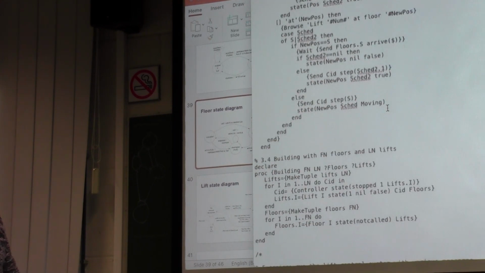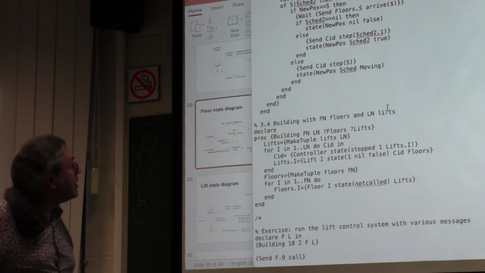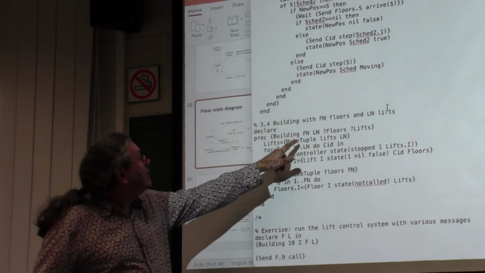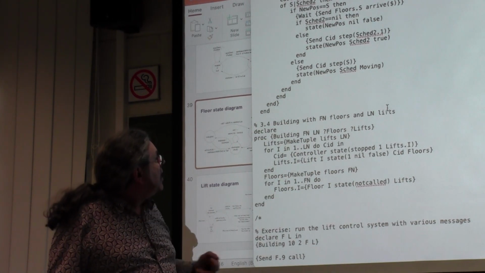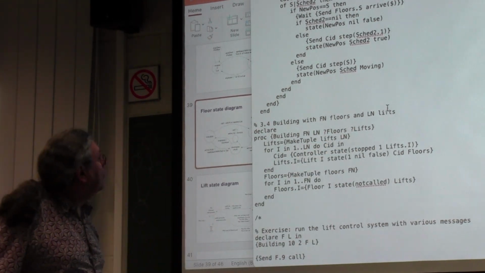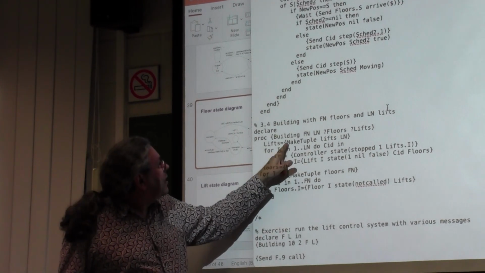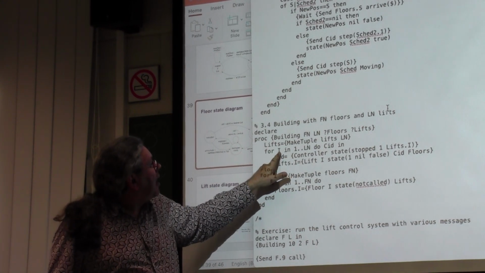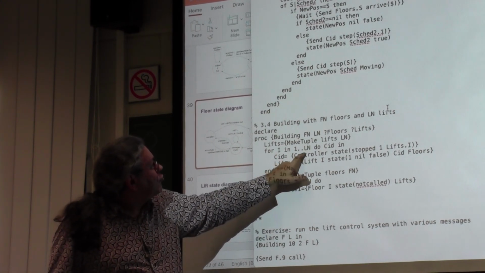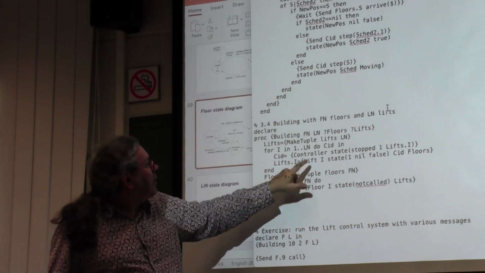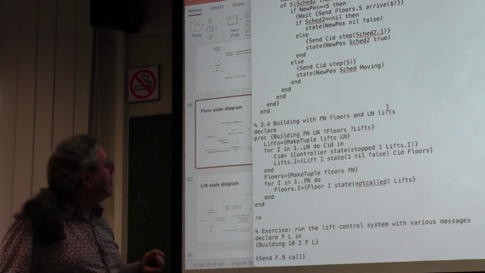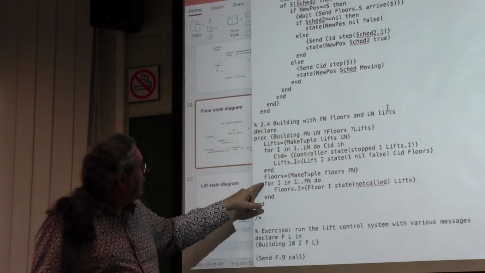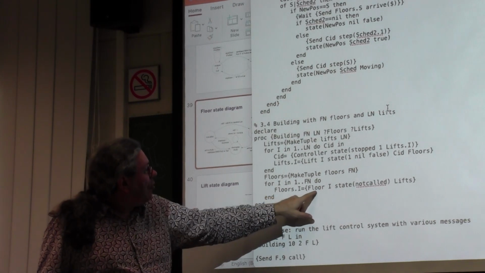And now I want to actually run the simulator. So I've defined a procedure called building, which creates a building with Fn floors and Ln lifts, and returns these 2 tuples. Okay? So for lifts, I create a tuple of Ln elements. For each element I in 1 to Ln, I create a controller, and I create a lift, Lifts.I. And for the floors, I create a tuple, and for each n there, I create a floor.